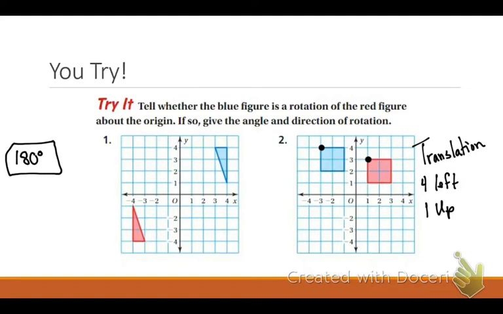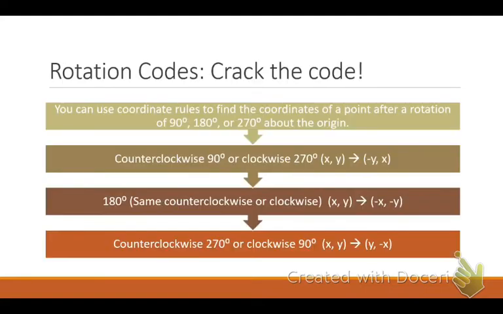So on your quiz and your test, all the translations that you've learned, all 3 of these are open game. You're going to have to be able to tell if it's a rotation, what kind of rotation, or a translation or a reflection. All right? And then describe it. Okay? All right. So, let's talk about codes for a second. You will be given these codes on your test.